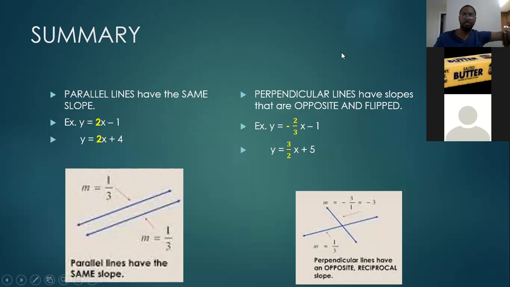Perpendicular lines have opposite reciprocals, or opposite and flipped. So this is negative, that's positive, so they're opposite. If I flip 2/3, I get 3/2, so flipped. All right.